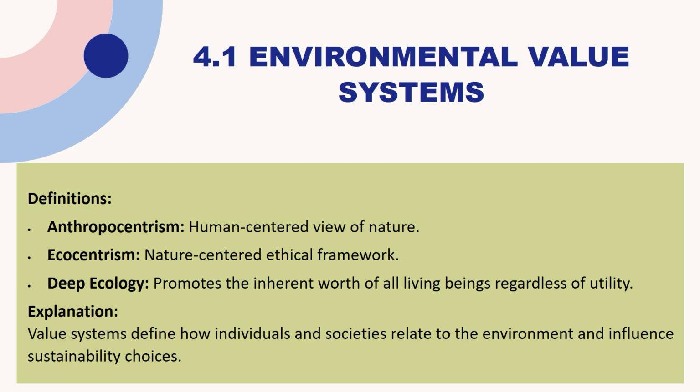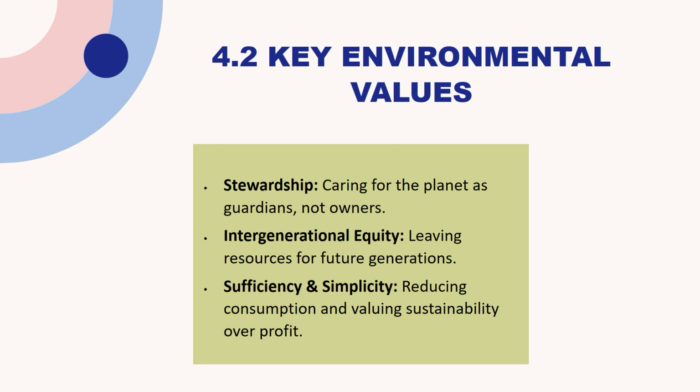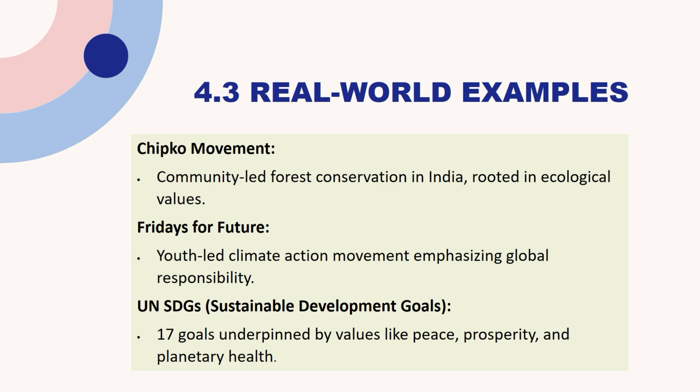Explanation about the environmental value system. Value systems define how individuals and societies relate to the environment and influence sustainability choices. Key environmental values is stewardship, caring for the planet as a guardian, not owner. Intergenerational equity is leaving resources for future generations. Sufficiency and simplicity is reducing consumption and valuing sustainability over profits.